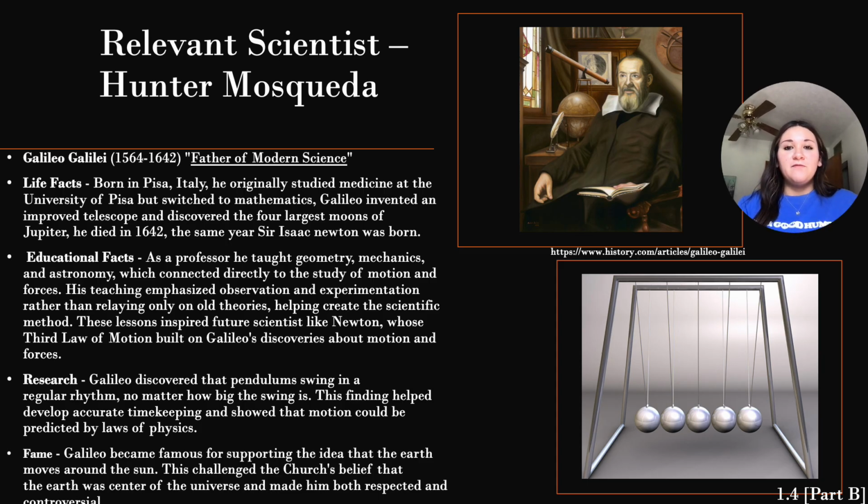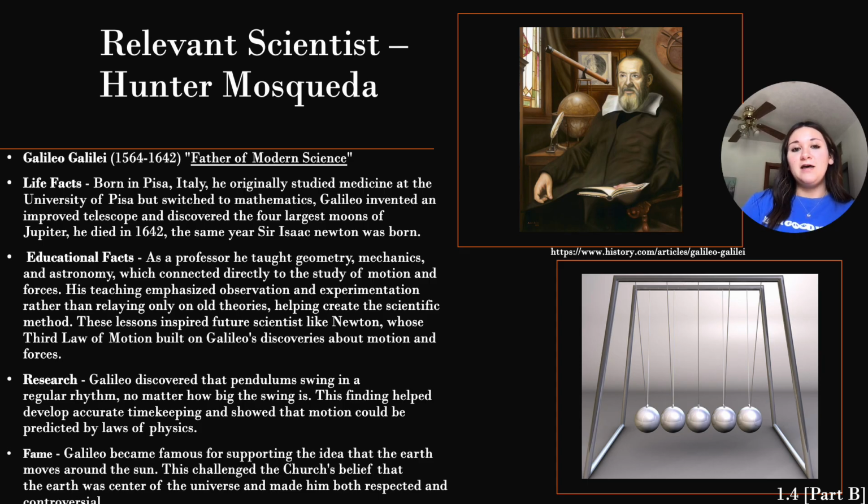Galileo was different from many scientists of his time because he believed in careful observation and experimentation. Instead of trusting old theories, he tested ideas, measured results, and repeated experiments. This hands-on approach helped create what we now call the scientific method. His research topics include falling bodies, inertia, projectile motion, and pendulums.